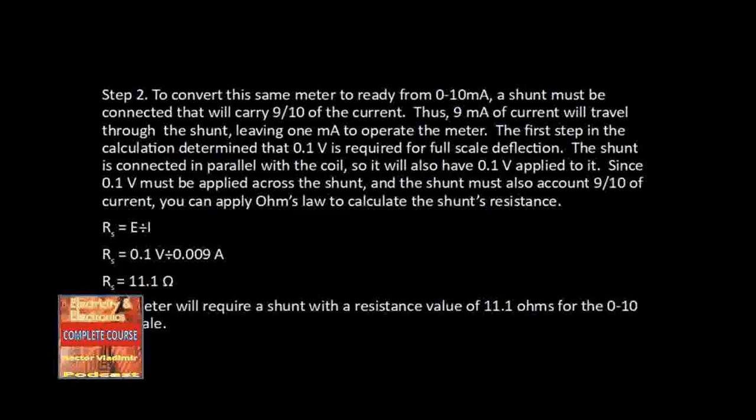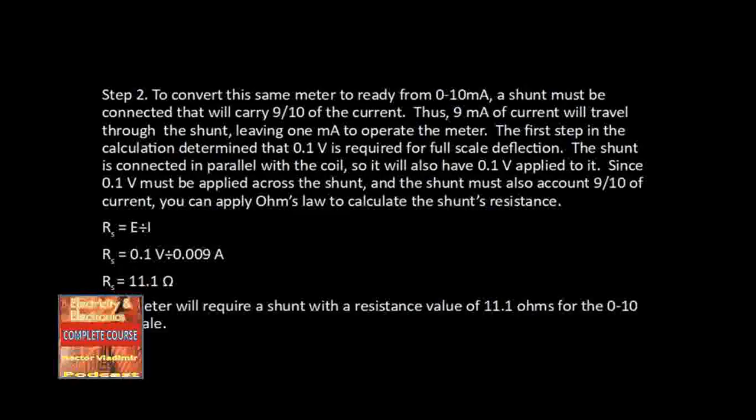So using Ohm's law, the shunt resistance equals voltage divided by current. We know the voltage is 0.1 volt. The current is 0.009 amps, or 9 milliamps. So the resistance is 0.1 volts divided by 0.009 amps, which is 11.1 ohms. Again, where did the 0.009 amps come from? That is 9/10 of 10 milliamps, which is 0.01 amps. 9/10 of that is 0.009 amps.